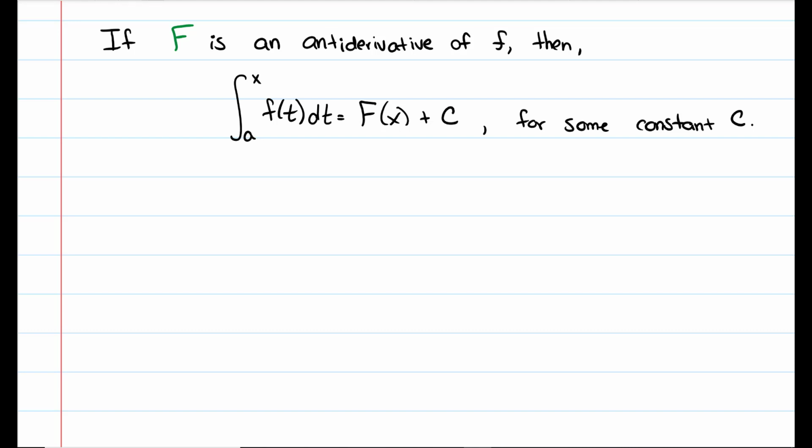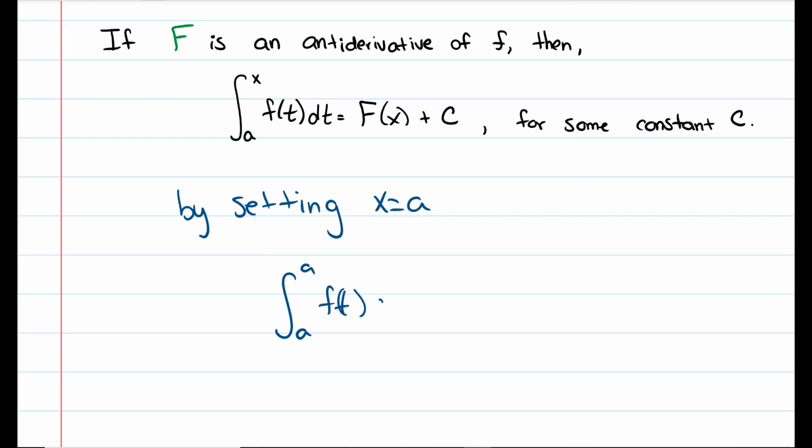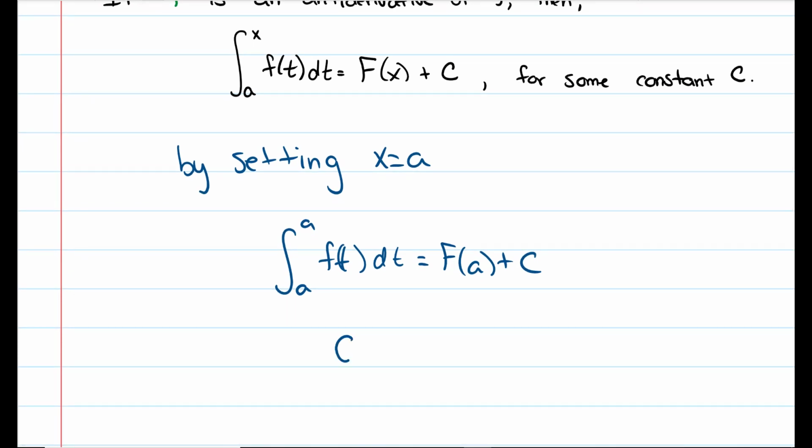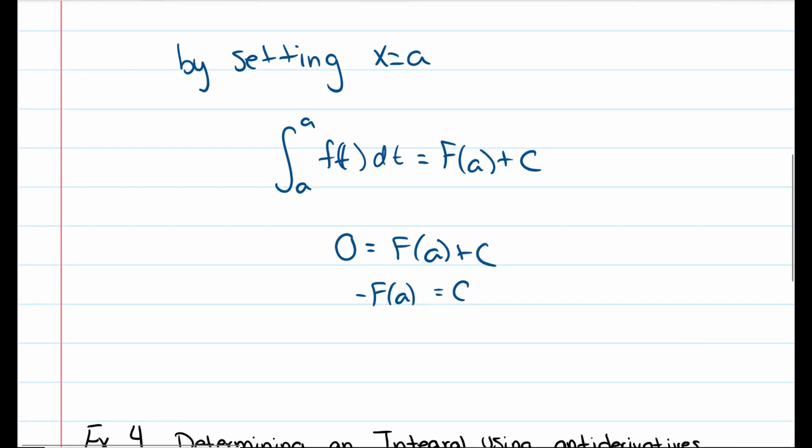So if we let x equal a, which means that this x is going to be equal to a, which we know that if we have the integral from a to a, it's going to end up equaling 0. So this is equal to F of a plus c, because this value a goes in there for our function, plus c is our constant. You get 0 is equal to F of a plus c, so c is equal to negative F of a. Thus, this means that the integral from a to x of f of t dt is equal to the antiderivative minus the antiderivative at a point.